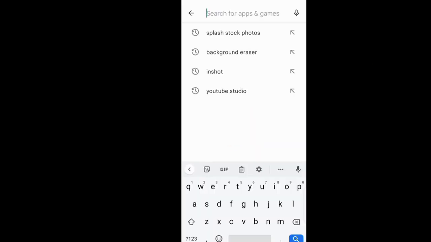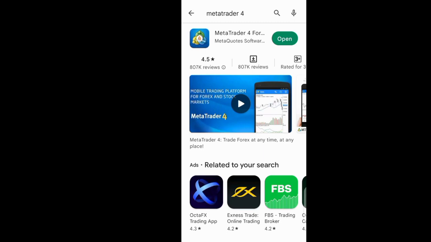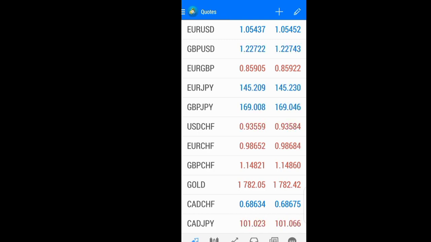So you go to your app store and type MetaTrader 4 to bring this out. Already I have it installed, that's why it's showing me open. But if you are new, you will see install. Then you click on install. When it has finally installed, click open.